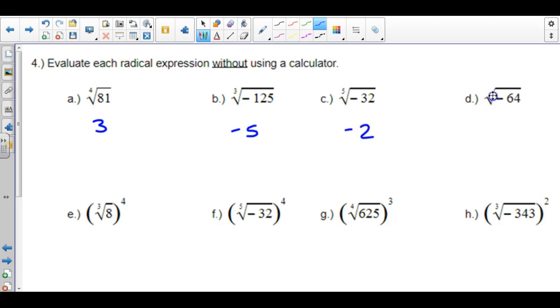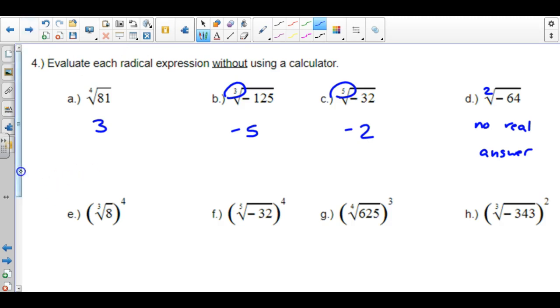Now this is when we encounter some problems. If I'm looking at an even index value, so these were odd index values, and we were allowed to have a negative on the inside. If I have an even index value, we know that anytime I take a number and multiply it by itself, it's going to turn it positive, regardless of if it was positive or negative to begin with. So for something like this, there is no real answer. There's no way that I can take a number and times it by itself and make negative 64.